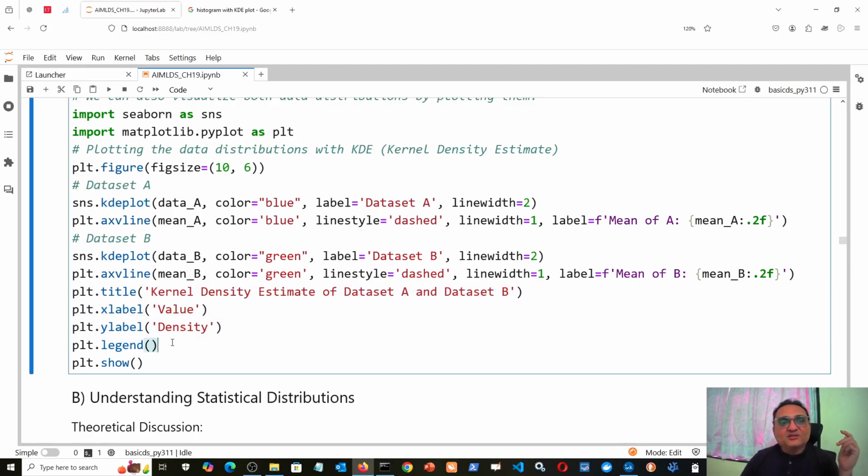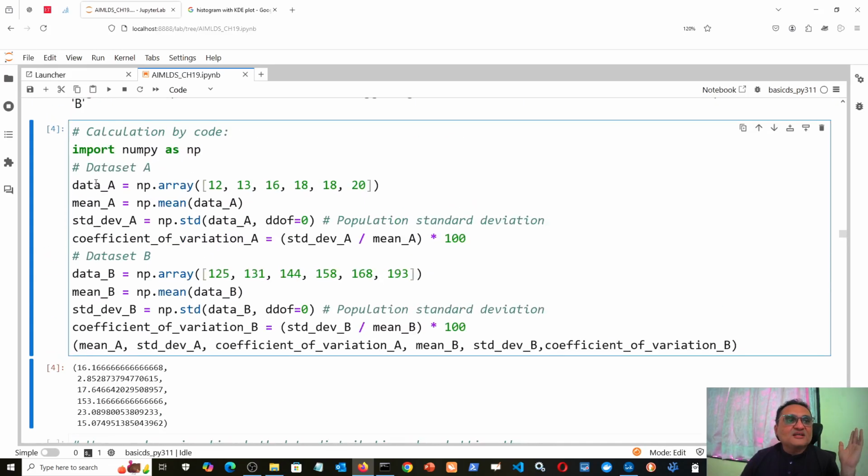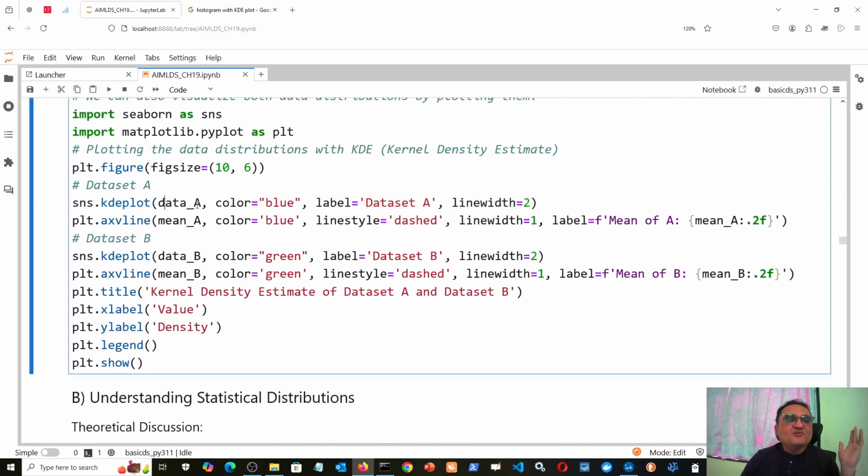So these are all those standard steps. Legend, if you want to put, then plt.legend; grid, if you want to put, then plt.grid, and in parentheses you write true or false. So these are the same steps which we have been doing right from the last many chapters. So here we are plotting the KDE plot for the first data set. I have already created my first data set, data A. So this is the KDE plot for that data set.